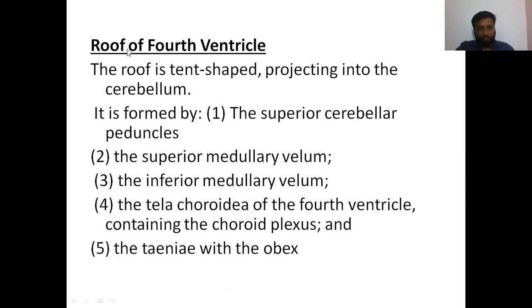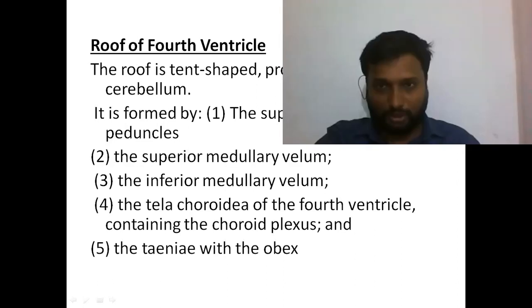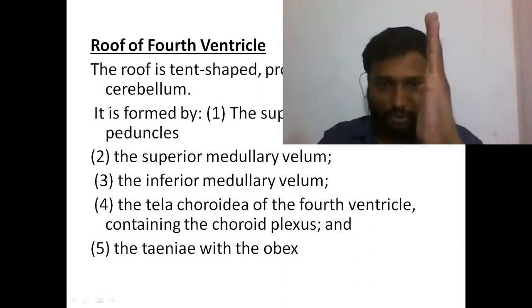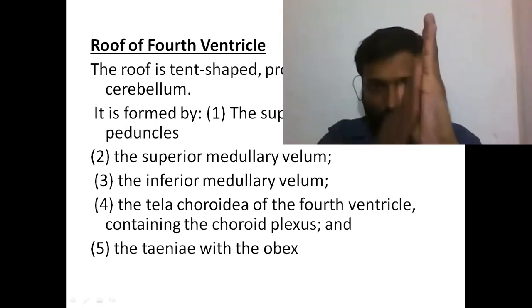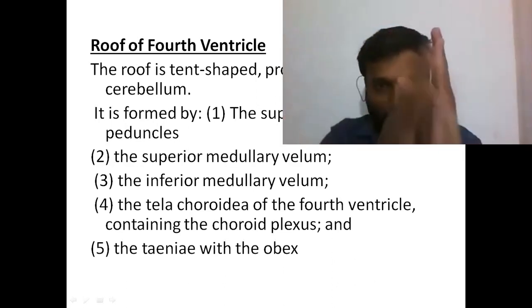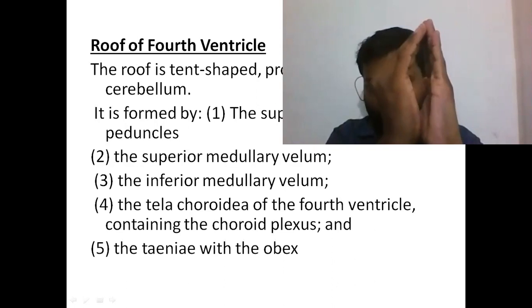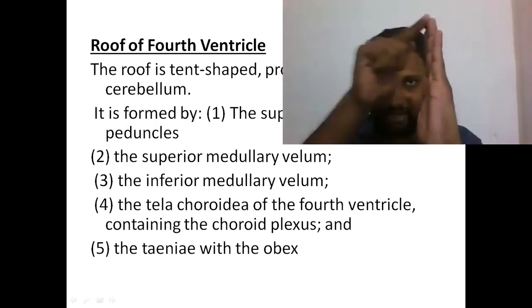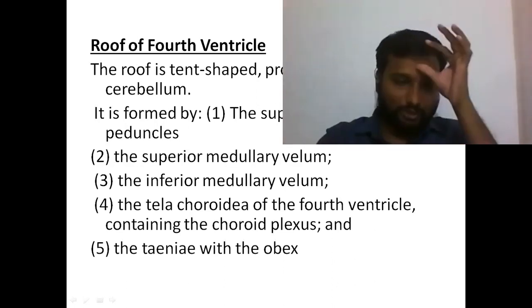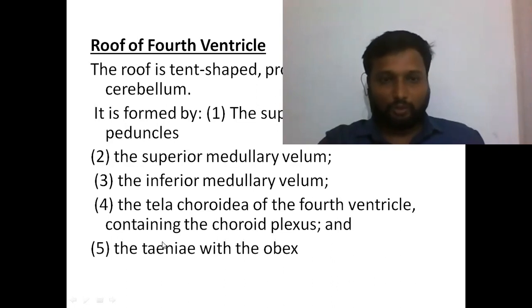So the floor is clear. Now we are going to the roof of the fourth ventricle. The roof is a tent-shaped part. See, I showed you in the image and the video. Imagine this is the posterior surface of the pons and medulla, meaning this is the floor, and here comes a roof. That's why it's known as tent-shaped, like this. It is having a tent-shaped roof.